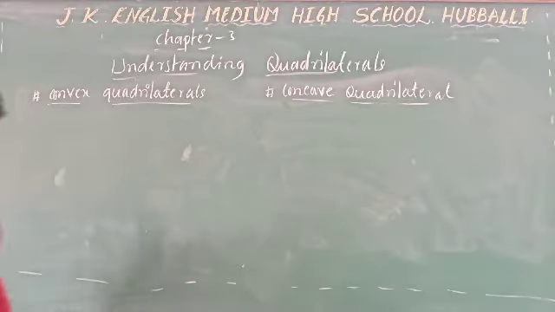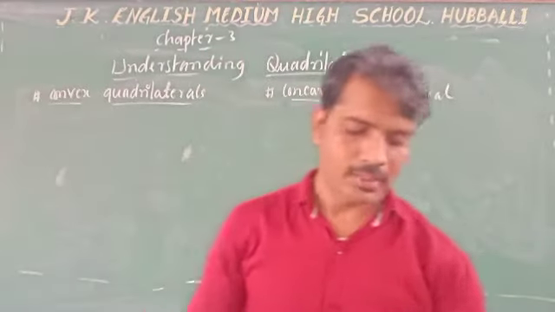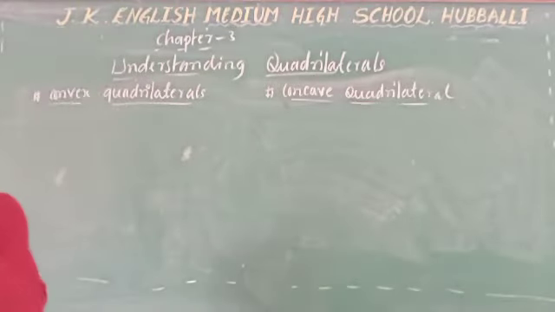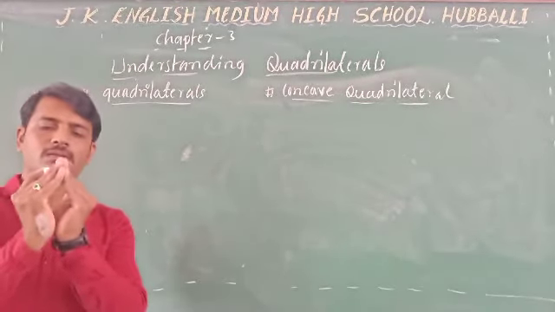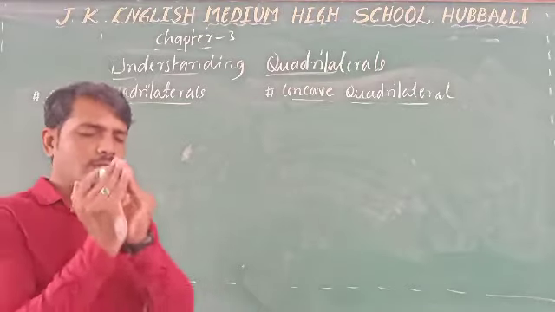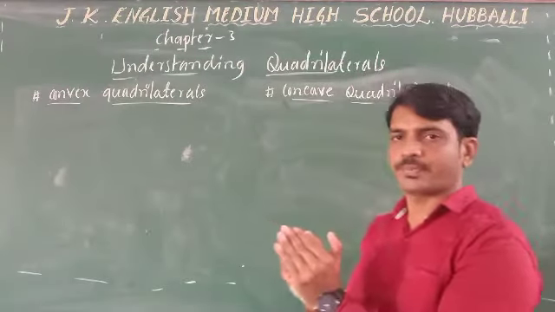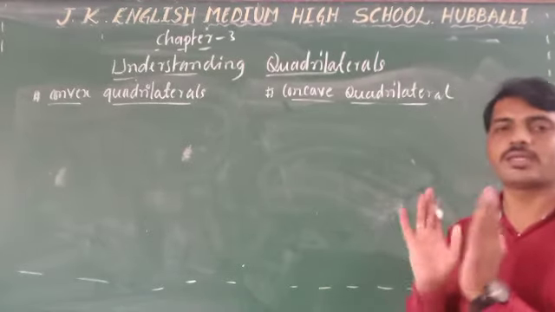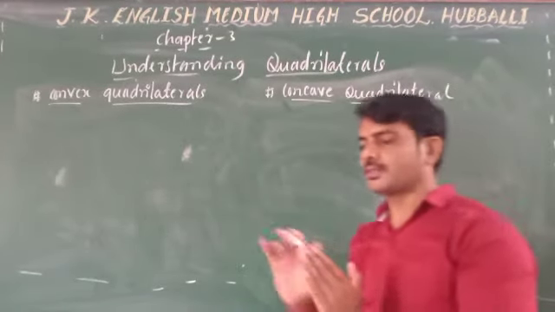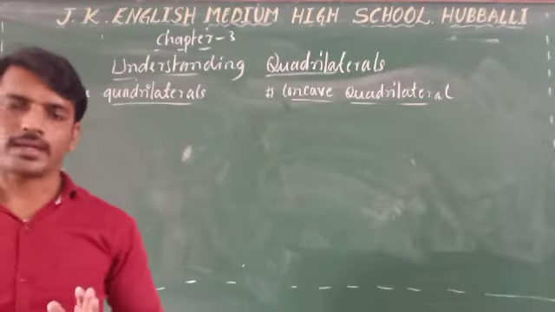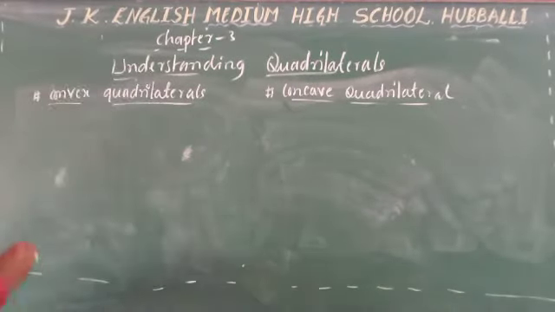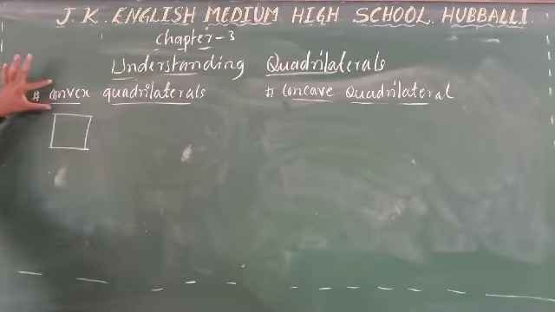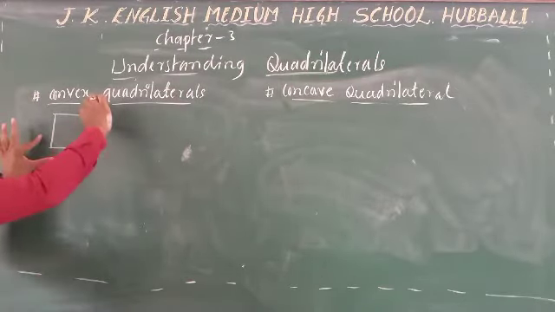So we know in science, convex mirror and concave mirror. Convex is nothing but the dome is in the middle, the thick area is in the middle, thin in the edge portion. What about the concave? Thin in the middle portion and thick at the edge. Correct? So first, I will give some examples. First one is square, which is a convex quadrilateral. The edges are outside.